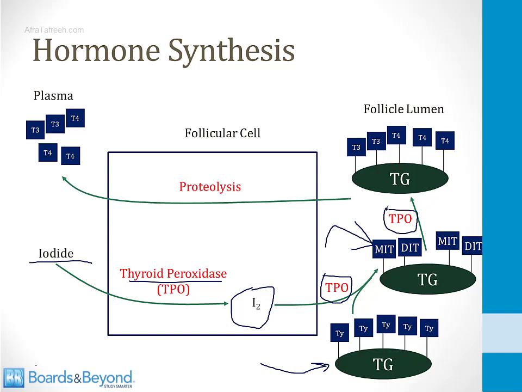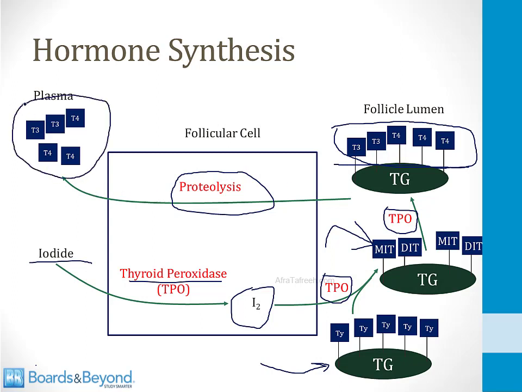TPO then carries out coupling reactions and combines the MIT and DIT molecules into T3 and T4 molecules in the follicular lumen. Thyroglobulin together with those T3 and T4 molecules is then brought into the cell and it undergoes proteolysis. Basically what happens is the T3, T4 molecules are split off from the thyroglobulin. This results in the release of T3 and T4 into the plasma.